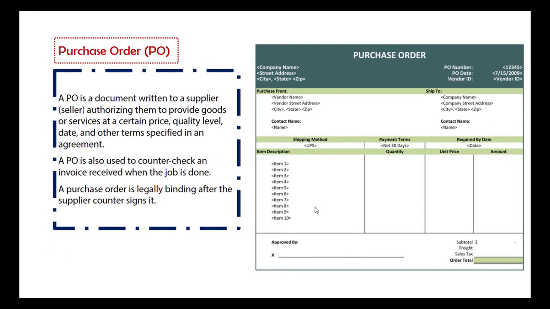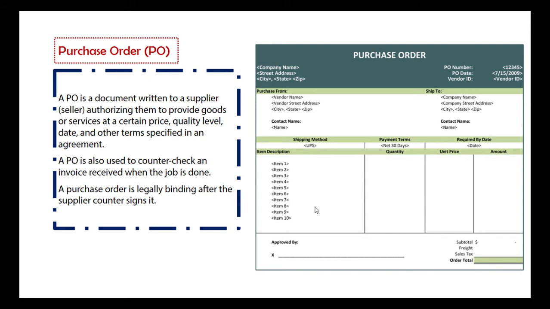We move on to talk about a purchase order, also known as a PO. It's a document written to a supplier, that is a seller, authorizing them to provide goods or services at a certain price, quantity level, date, and other terms specified in an agreement. The purchase order follows the quotation. Once the seller has offered the quotation to the buyer, the buyer has to issue a PO in the terms stated in the quotation.